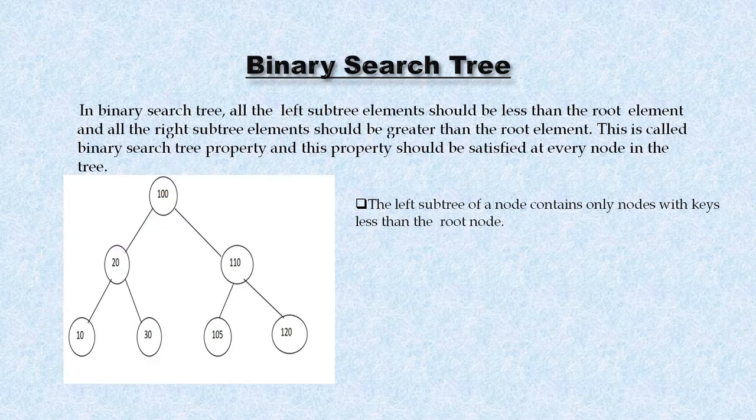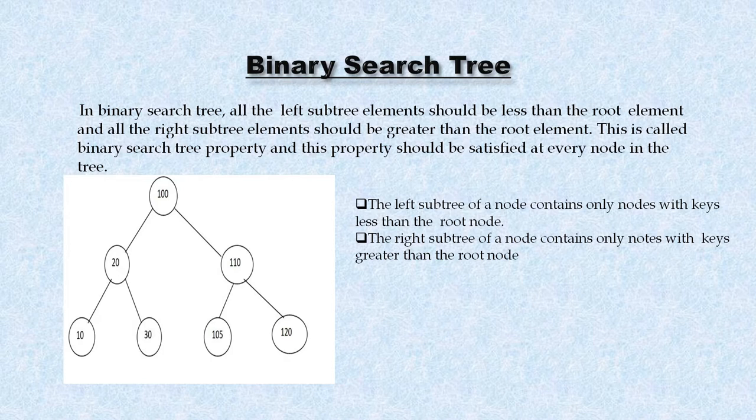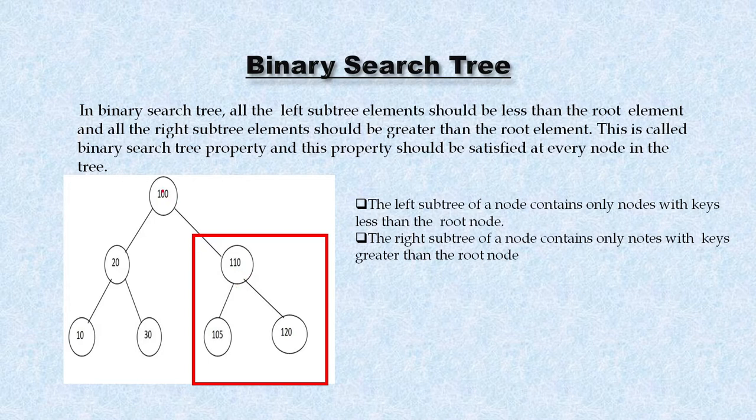The next point says the right subtree of the node contains only nodes, it's not node, there is a typo, with keys greater than the root key. Here you can see we have a right subtree, and in the right subtree every node value must be greater than the root node.